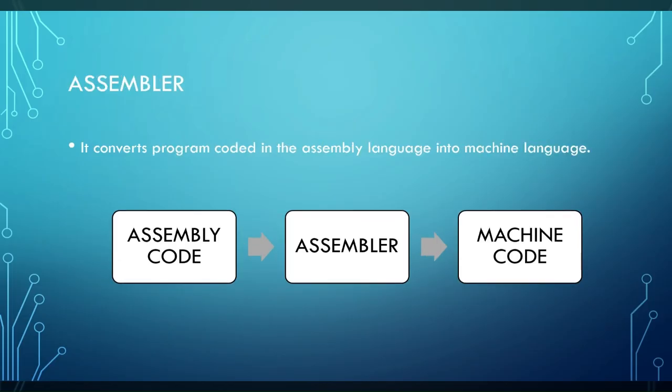Next we have the assembler. This is different from the previous two that we have studied. It converts a program coded in assembly language into machine language. If we give any program written in assembly code, then the assembler converts it into machine code, because machine code is understood by the computer to perform the desired result. So these are the three: compiler, interpreter, and assembler.